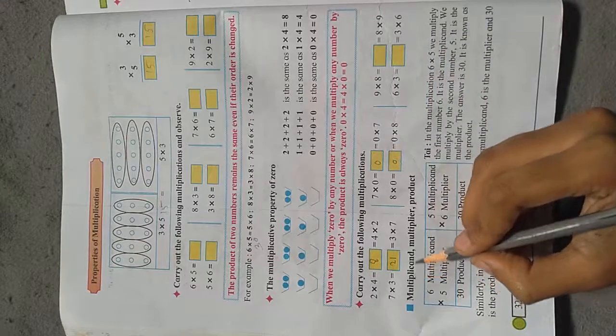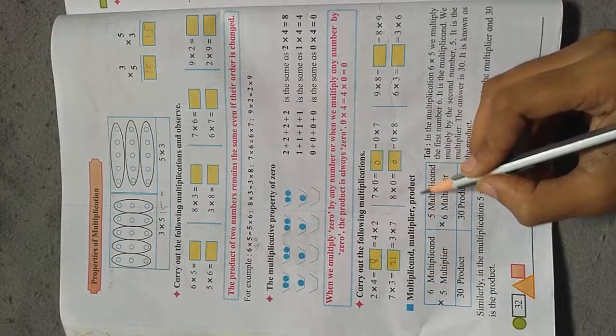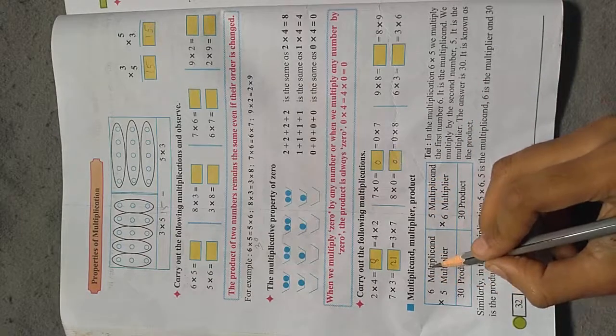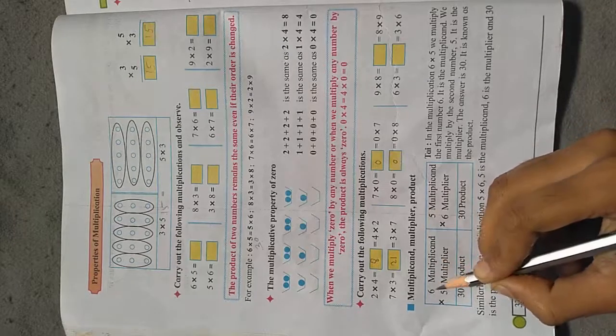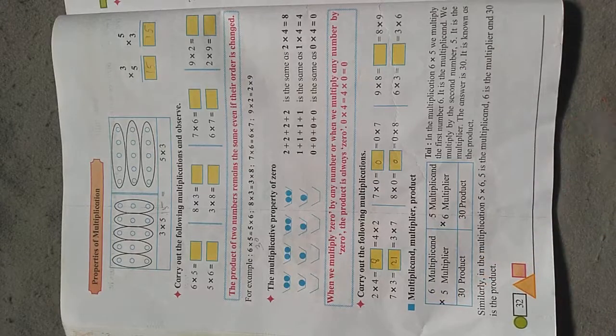Now multiplicand, multiplier and product. Here 6 into 5. 6 is the multiplicand, 5 is the multiplier, and 6 into 5 is equal to 30. 30 is the product.